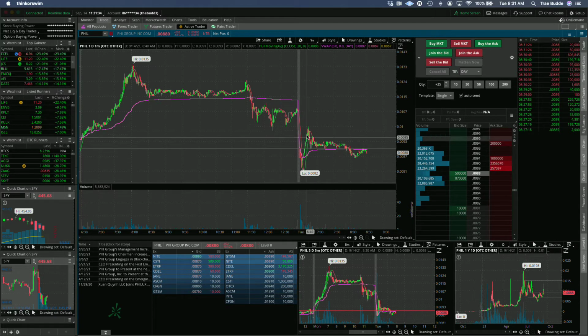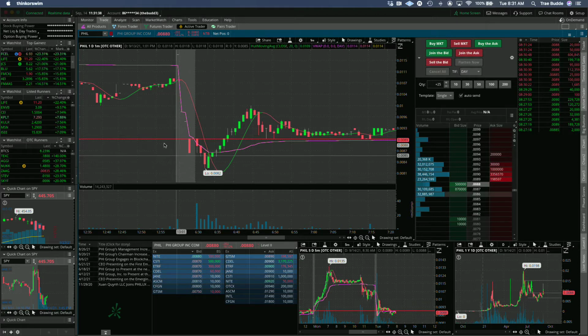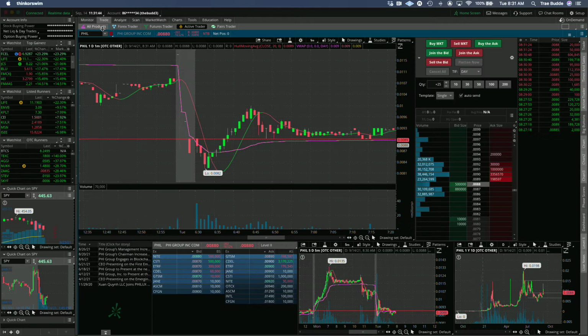Had a nice little bounce here. This was the cleanest probably of the entire morning. Again, I just couldn't bring myself to pull the trigger. So before I wrap up, we're going to go over ATER, IC, and Life.